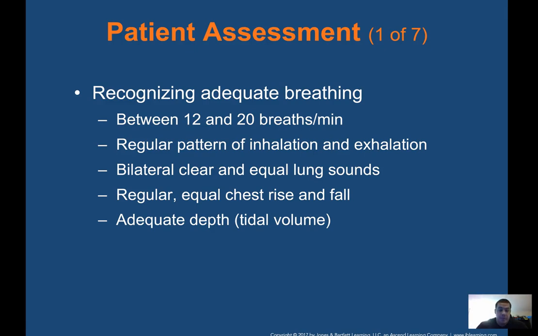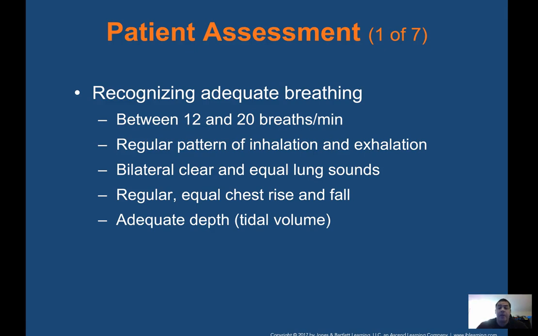Okay. Patient assessment, recognizing adequate breathing. For an adult, remember it's between 12 and 20 breaths a minute, with a regular pattern of inhalation and exhalation. So regular is key. If it's irregular, you probably have to step in and start helping the patient breathe by either ventilating them with the BVM or giving them oxygen.